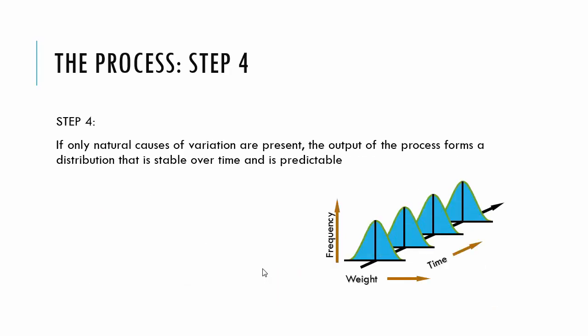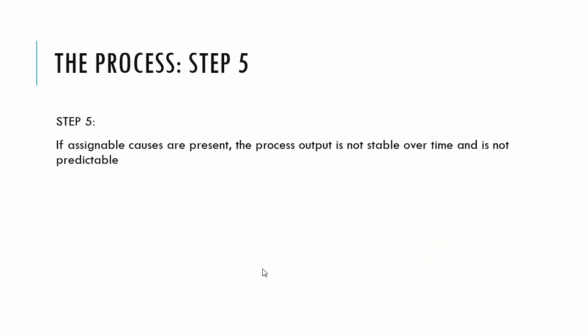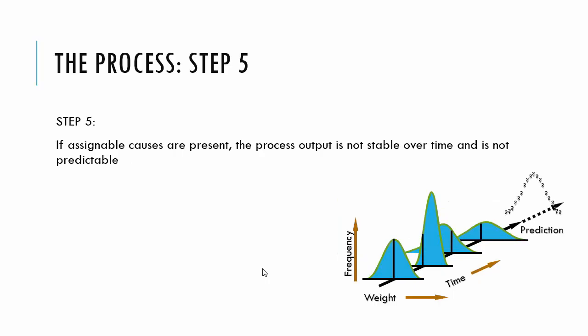Step 4 tells us that if only natural causes of variation are present in the process, then the output measurements form a distribution that is stable over time. This is a very good thing because it means that we can predict how our process will behave in the future. If, on the other hand, assignable causes are present, then the output is not stable over time. That means it is difficult, if not impossible, to predict the output of our process.